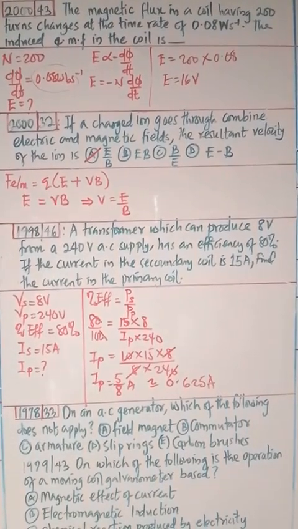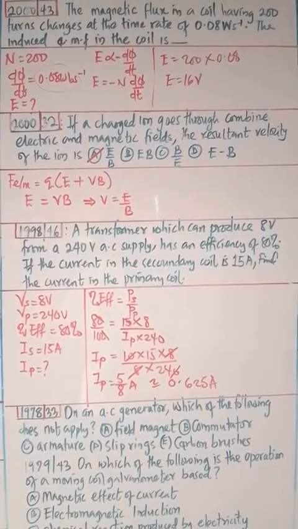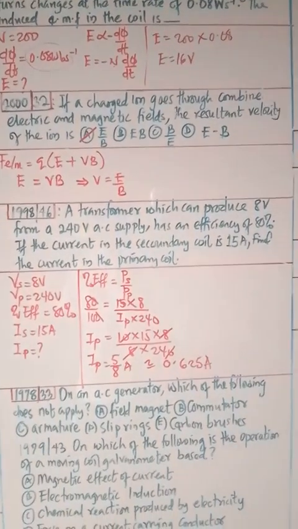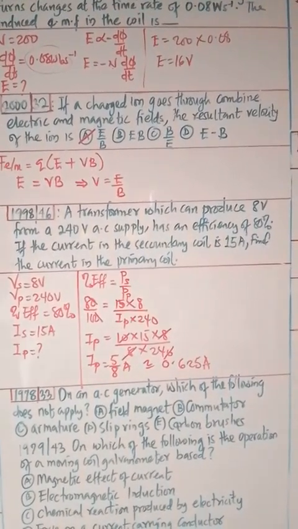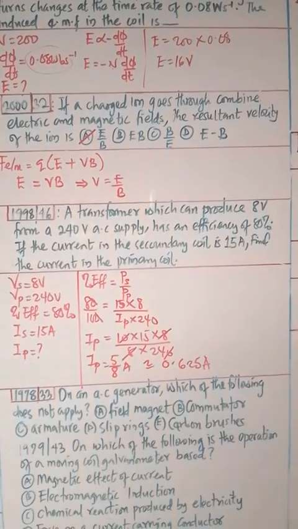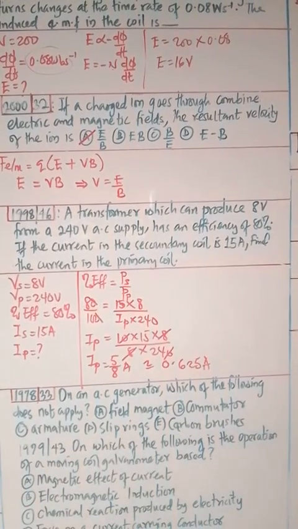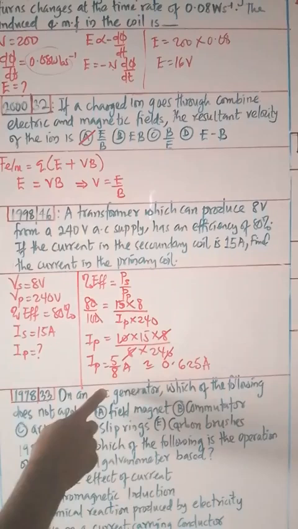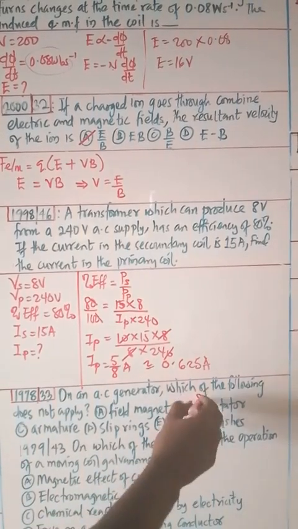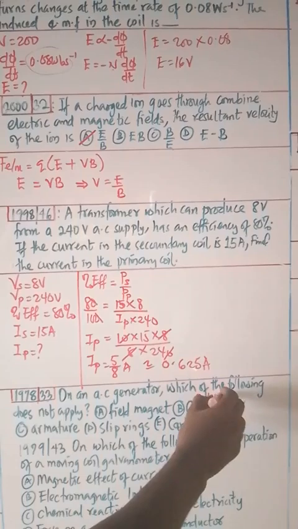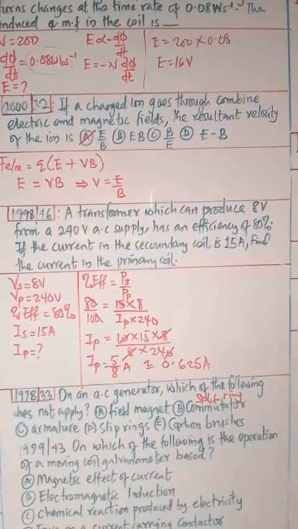So next question. On an AC generator, which of the following does not apply? An AC generator has a field magnet. Every generator and motor has a field magnet. But an AC generator doesn't have a commutator. Whenever you hear commutator, just know that they are referring to what? Split ring commutator. So it does not have.